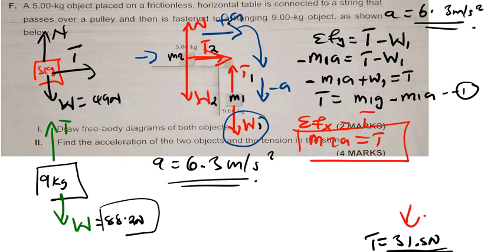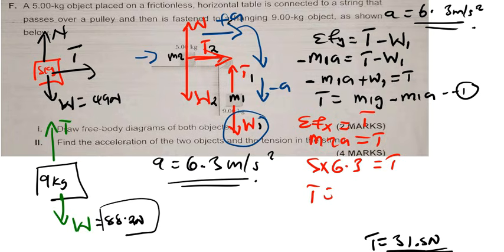So plug in the values. What is m2? m2 is 5. The acceleration is 6.3, is equal to tension force. So what is 6.3 times 5? You still end up having the same answer, T equal to 31.5 newtons. So the tension will still be the same. So you choose which formula you want to use. Do you want to use the one for M1 or the one for M2? But the answer is going to be the same.